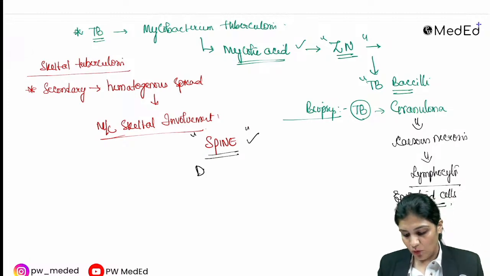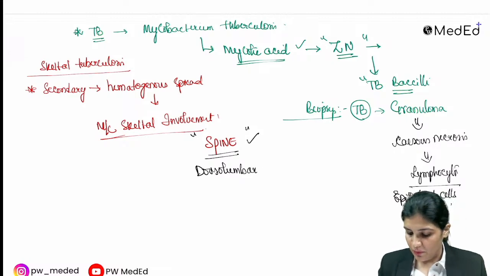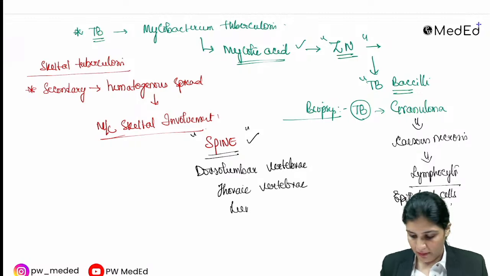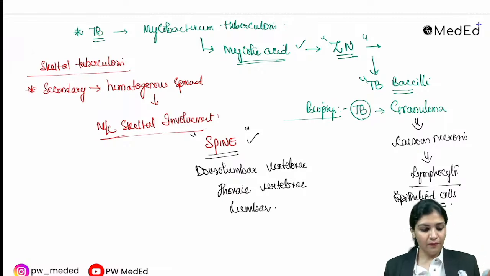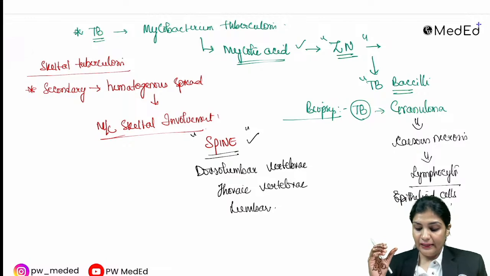In the spine, the dorso-lumbar region is again the most commonly involved, and then comes the dorsal vertebrae. So the dorso-lumbar vertebrae, and then the thoracic vertebrae, then the lumbar. Yes, spine is very correct, Khan. So that is the involvement.